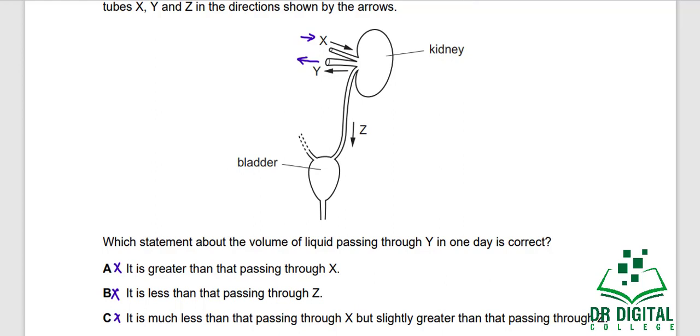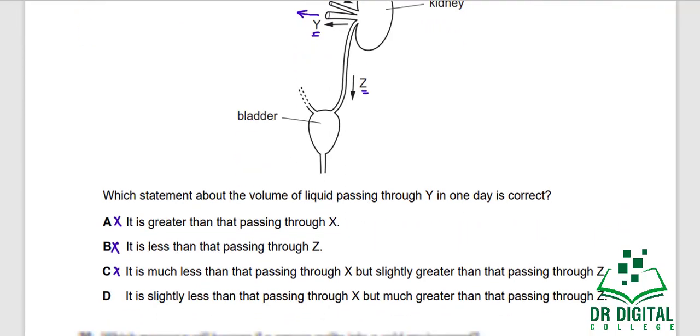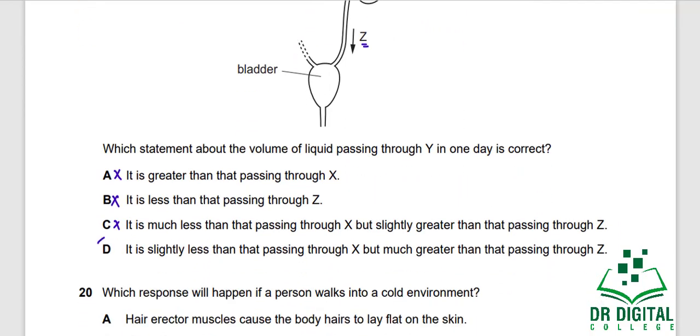So D is: it is slightly less than that passing through X but much greater than that passing through Z. Okay, because the amount of blood is much greater than the amount of urine, and the amount of blood in X and Y, renal artery and renal vein, is only slightly different. So the correct answer for question 19 is D.